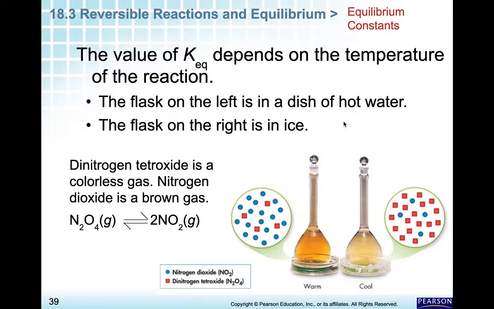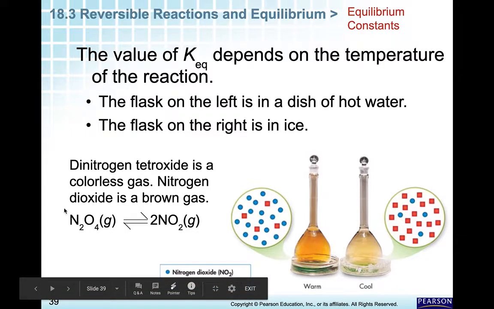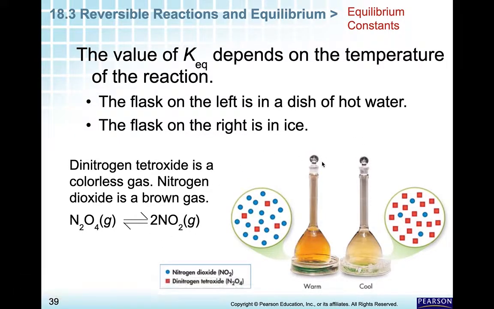And this example here is just to demonstrate that to you, so that you'll believe this statement. So we've got this equilibrium here between dinitrogen tetroxide and nitrogen dioxide. This gas happens to be colorless. This gas happens to be brown, and we've put the same amount initially in both of these flasks and then let them reach equilibrium. The difference is that this one is in warm water and this one is in cold.